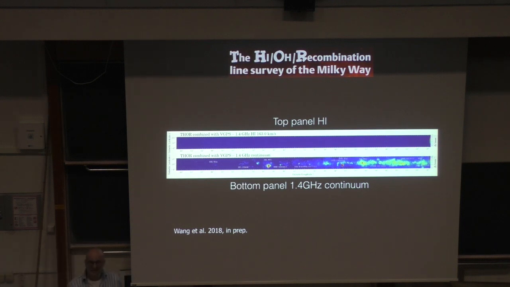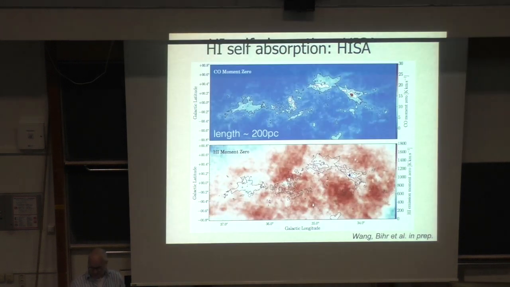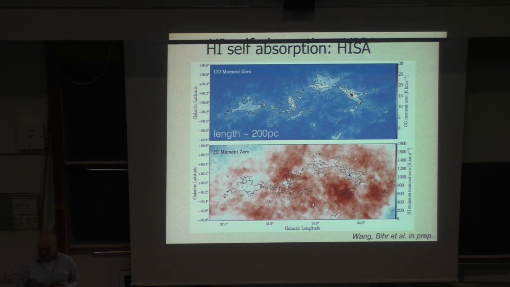So let's look at some of the H1 data in a little more detail, in particular at the H1 self-absorption data. This is one of the giant molecular filaments I talked about in the previous section, at between 34 and 37 degrees. The top panel shows the integrated CO emission between 50 and 60 kilometers per second. That's really one of these giant molecular filaments, with a length of approximately 200 parsecs.